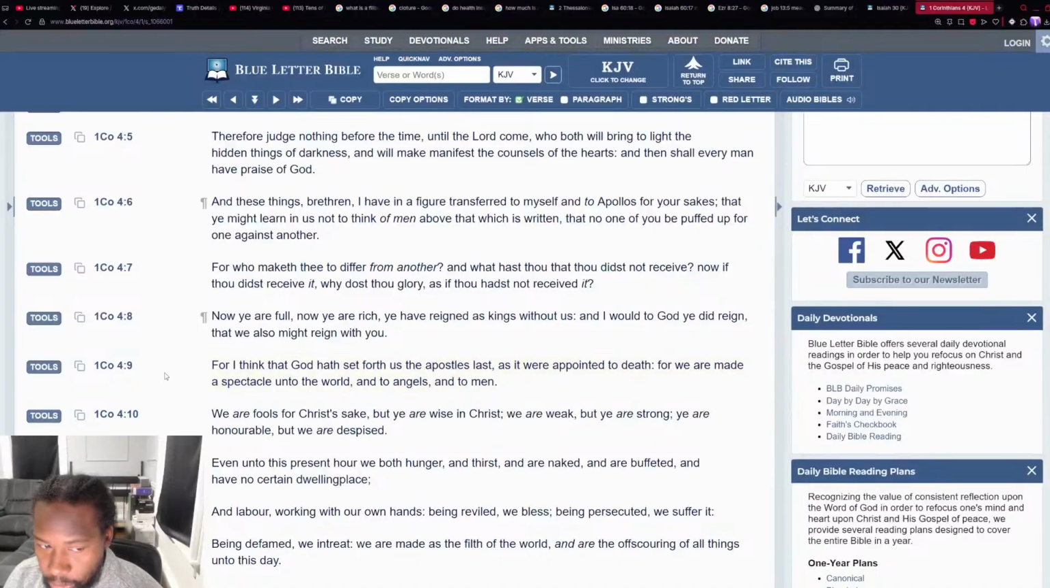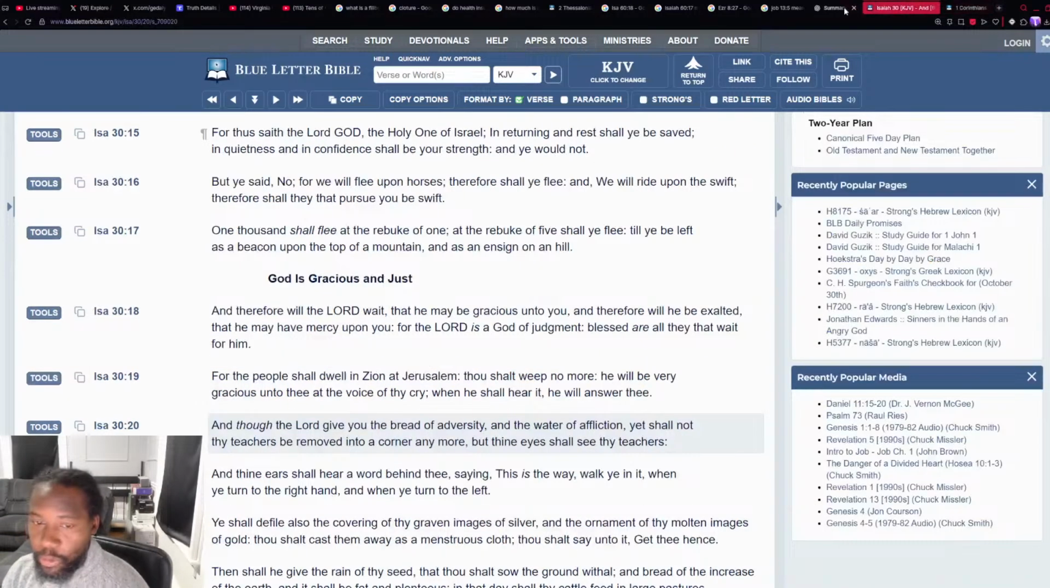For I think, 1 Corinthians 4:9, for I think that God hath set forth us the apostles last, as it were appointed to death, for we are made a spectacle unto the world, and to angels, and to men. So he sent the apostles so we can learn. Those are teachers not being removed into a corner anymore.